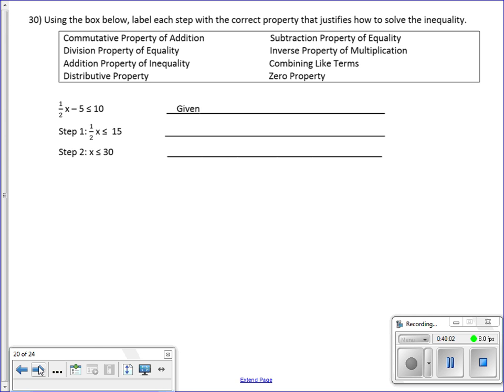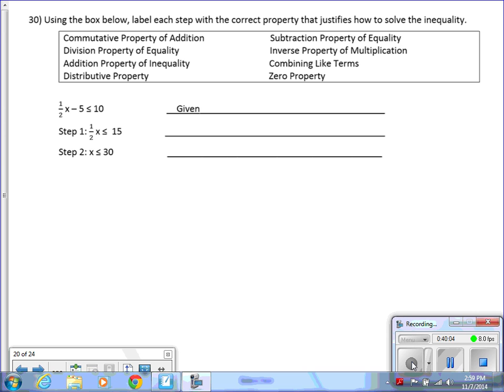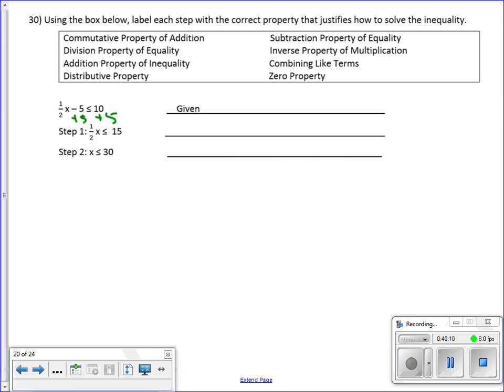Here, the same thing. Let's take a look and see what we're doing with this. Okay, the first part here, we're going to add 5 to both sides. Keep in mind this time we have an inequality, so this is our addition property of inequality. And then we're multiplying both sides by 2 over 1 or by 2. So this is our multiplicative inverse, the inverse property of multiplication. There it is up there, inverse property of multiplication. So that's what I would be writing here, inverse property of multiplication.